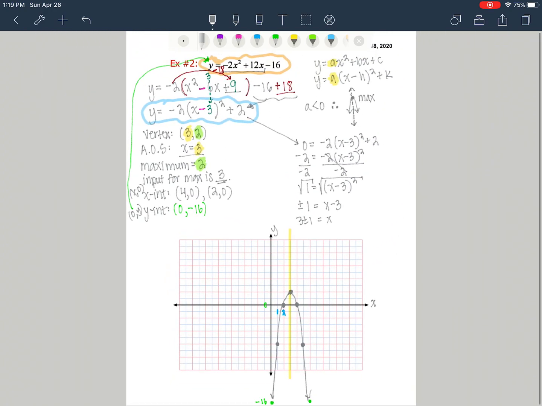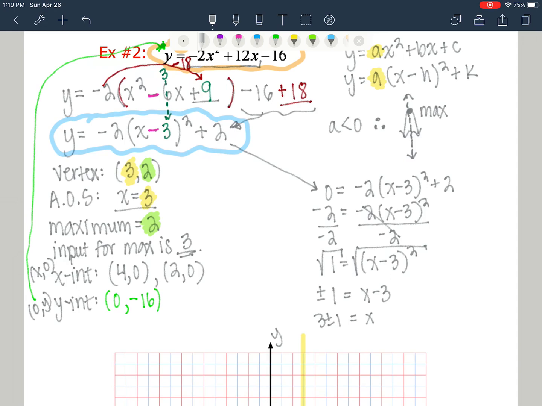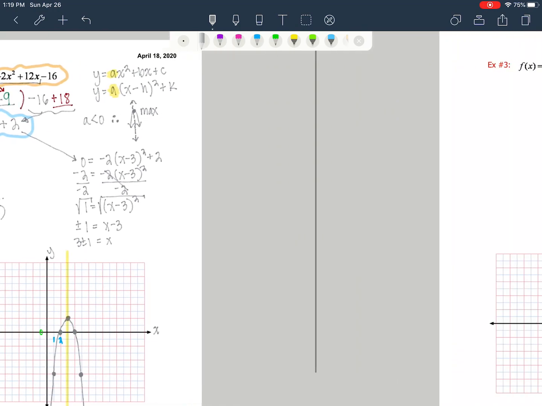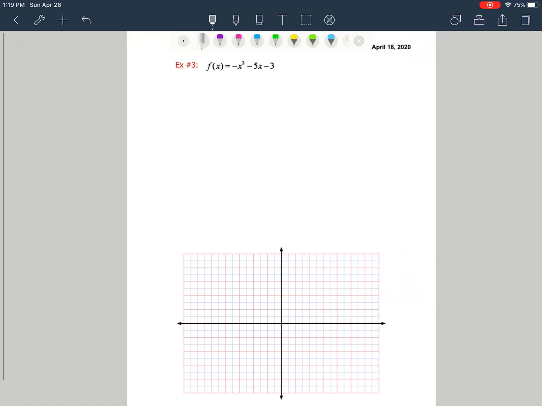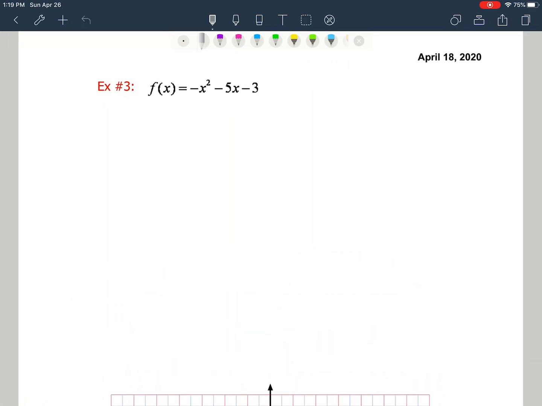And there's an example of how to graph a parabola using the technique of completing the square with a leading coefficient other than a positive 1. Now the next problem, we're going to have a leading coefficient of negative 1. So this is what we're going to do in our next example.